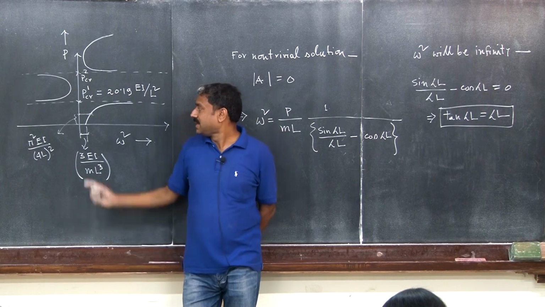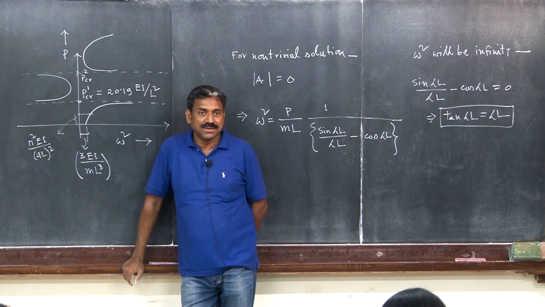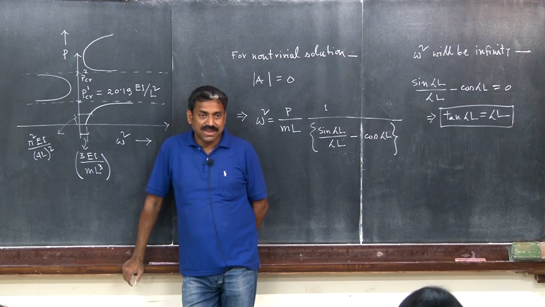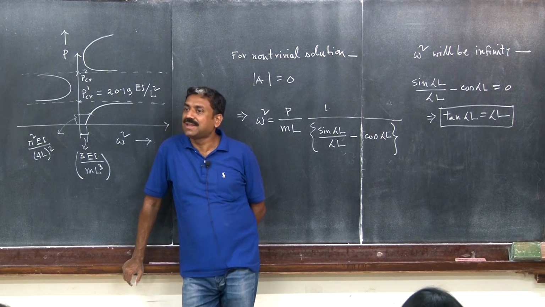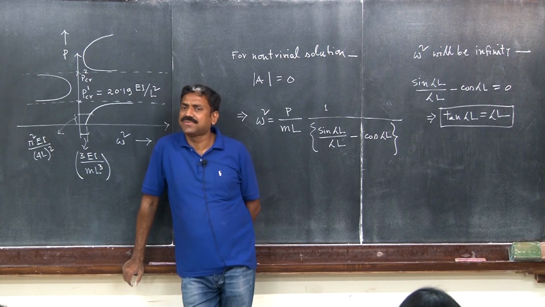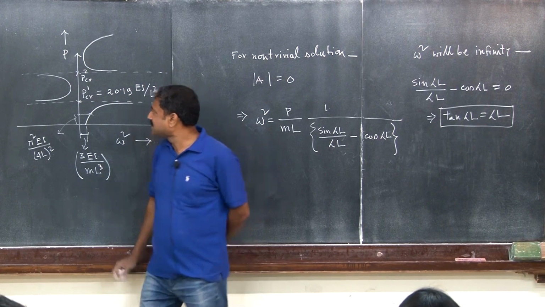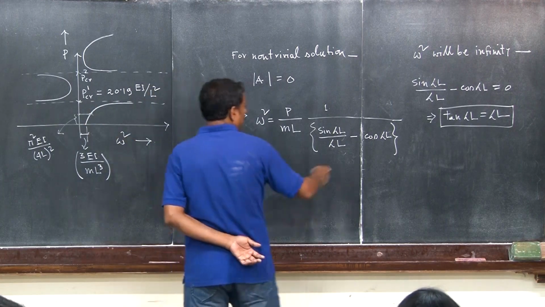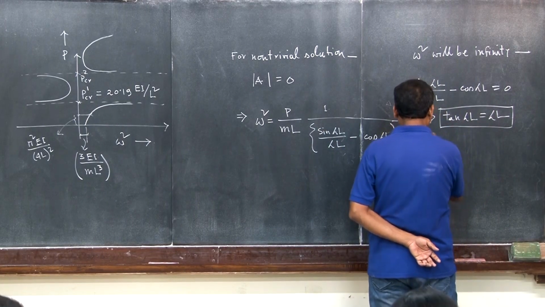Omega square is being positive and omega square is being negative. Now when it is changing to going to infinity, that means, of course, it is instability, right? You understand, right? So if you solve it, tan λL is equal to λL, how many roots will be there?